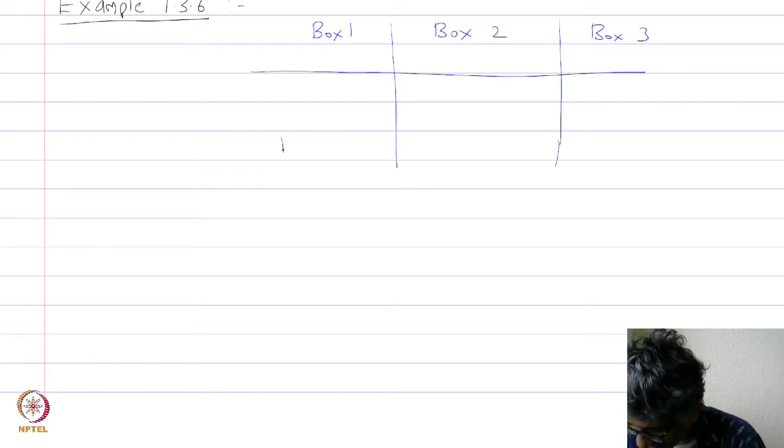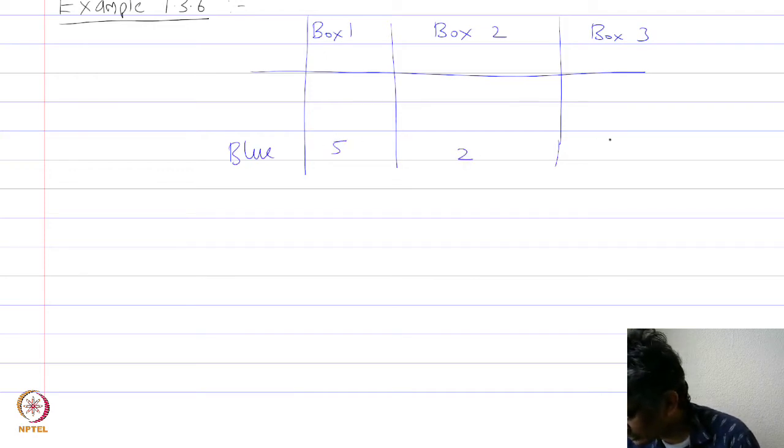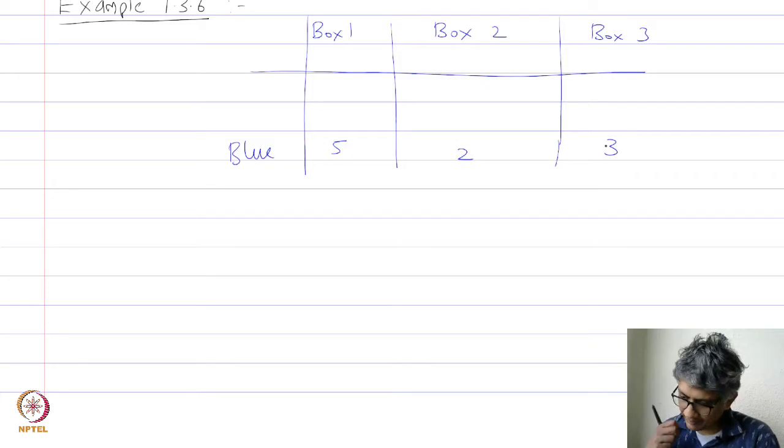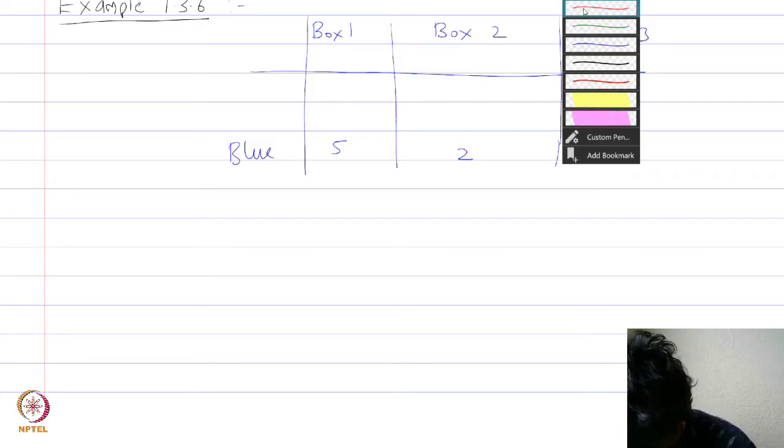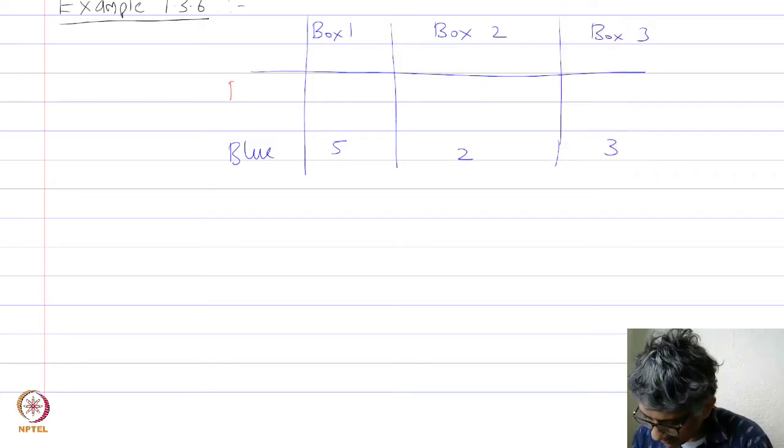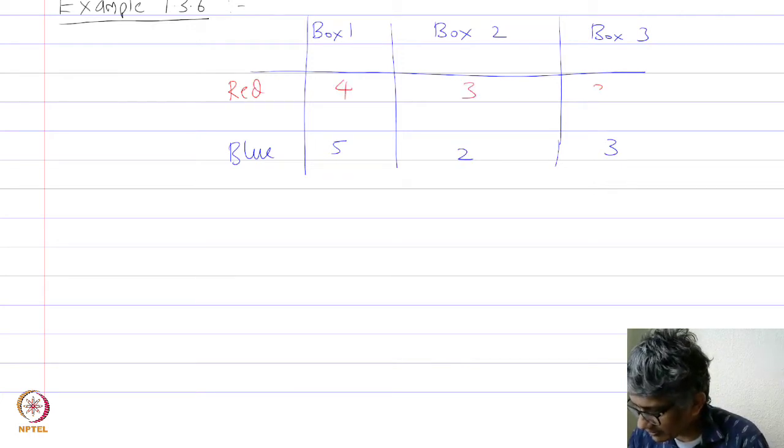Let's say I have blue balls. I have 5 blue balls in one box, 2 blue balls in the second box, 3 blue balls. And let's say I have a bunch of red balls. I have 4 red balls, I have 3 red balls, I have 3 red balls.